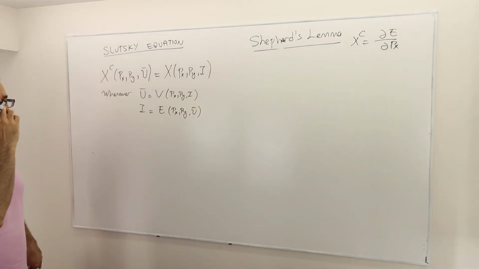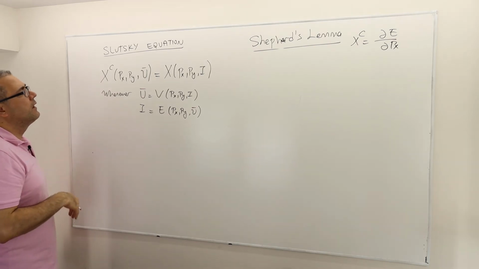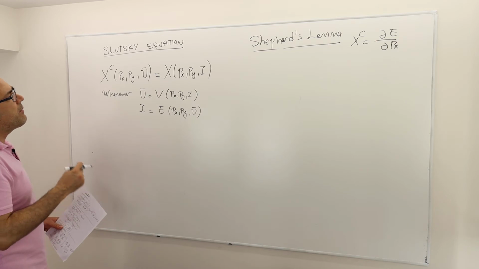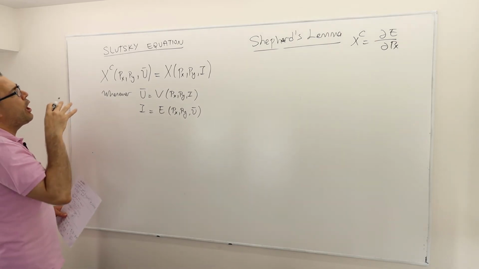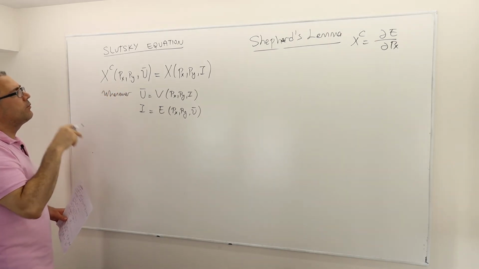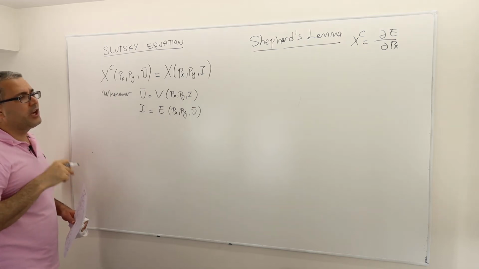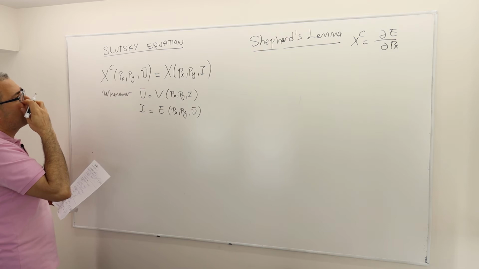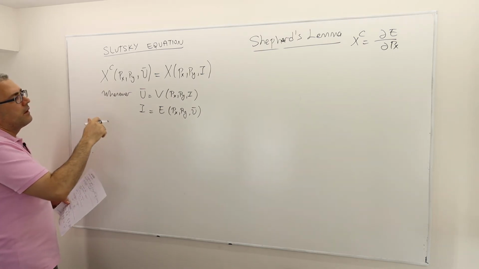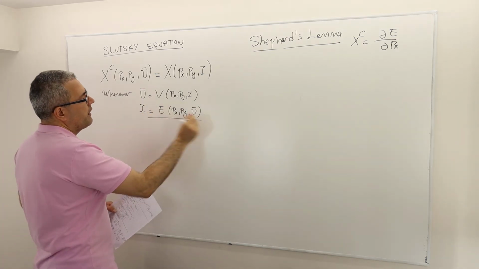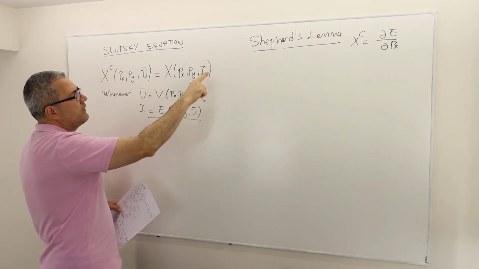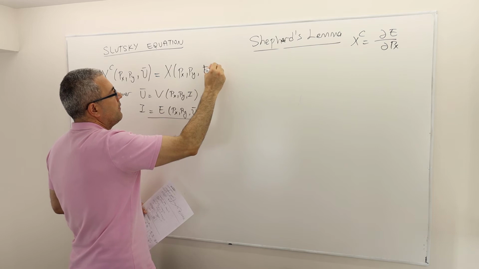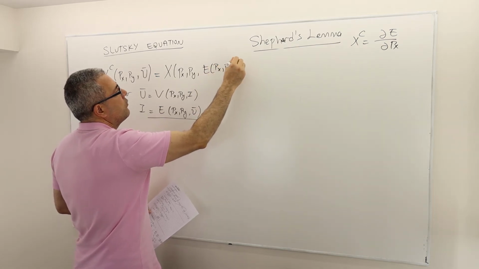All right, so we talked about this in previous lectures. So what can I do? Well, remember, I want to know how the demand will behave with respect to changes in its own price. So I'm going to take the partial derivative of both sides. But here, because of this equality, I am going to write this income instead as E of Px, Py, U bar.